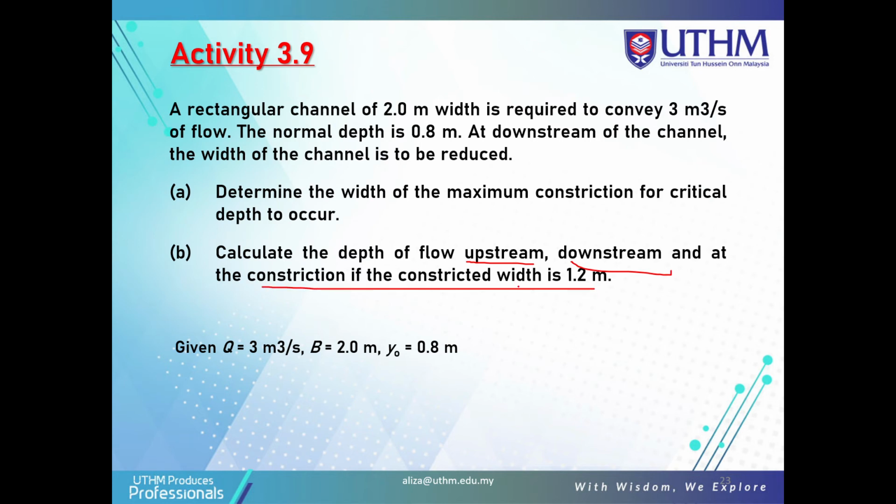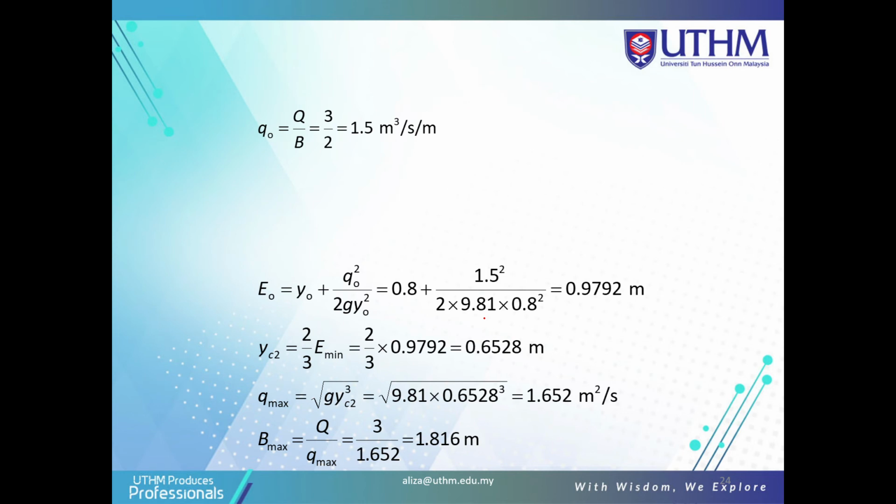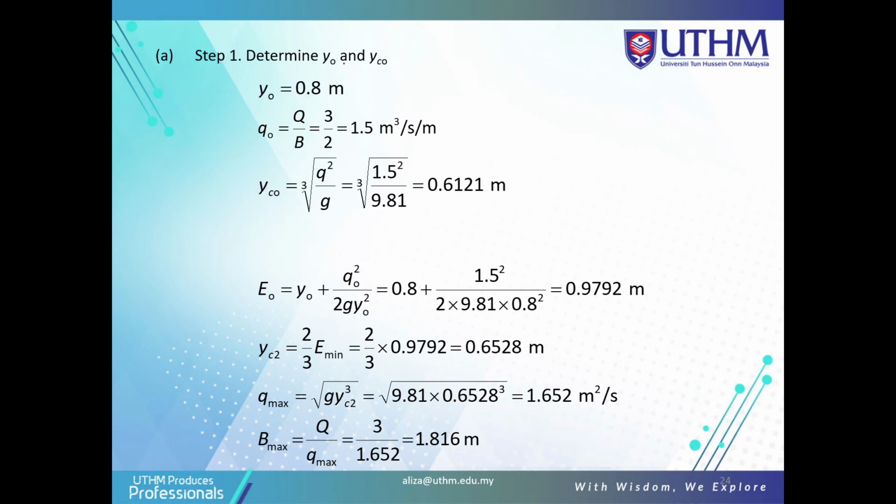So you must calculate until step 3, because of the flow upstream, downstream, and constriction here. So now use step 1: determine Y naught and Y critical at the constriction. So we get the Y naught here and we get the Y critical naught here. Since Y naught is more than Y critical naught, we get the subcritical flow.